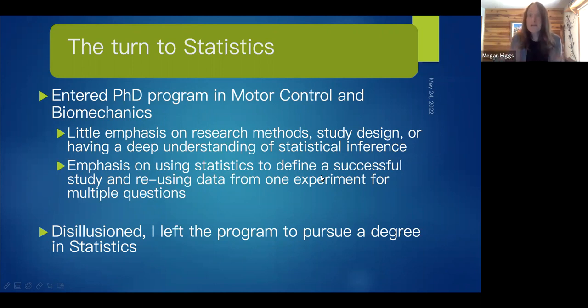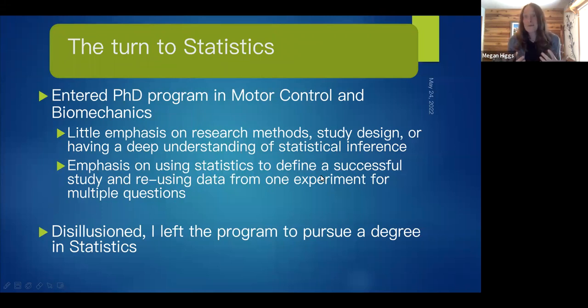However, there was a lot of emphasis on actually using statistics in the work that we were doing. And typically that was defining whether a study was a success or not, which, you guessed it, was based on p-value criteria. So we spent a lot of time sitting around a table talking about p-values and reusing data from one experiment for multiple questions. And this was like 25 years ago. We were all talking about doing this type of thing, but the problems of doing it weren't really out in the open.